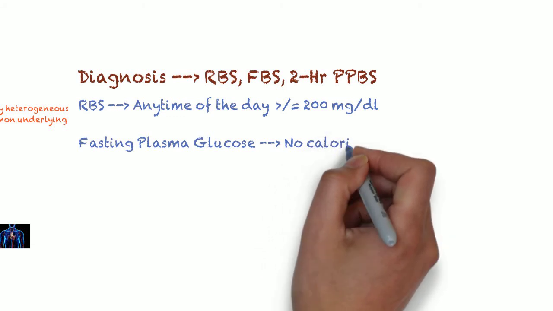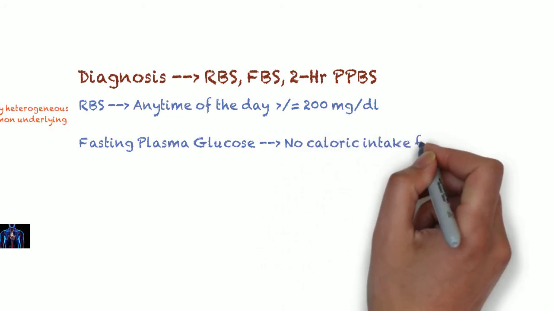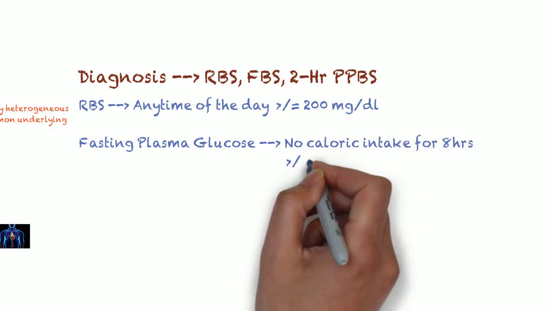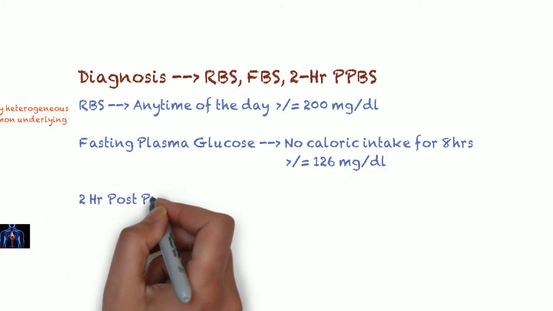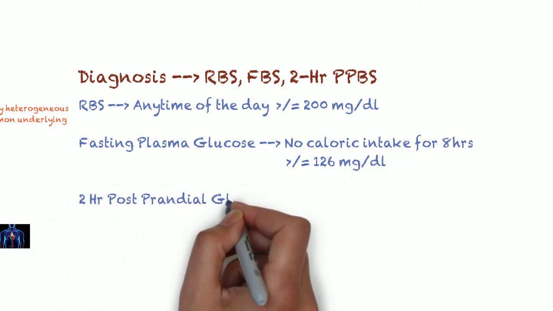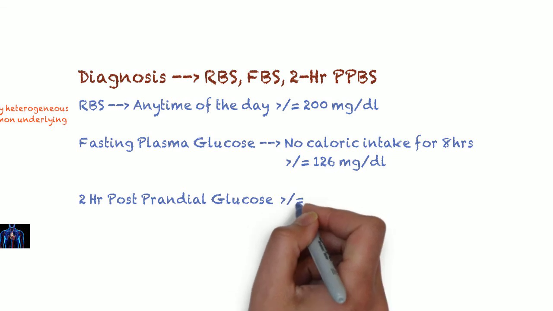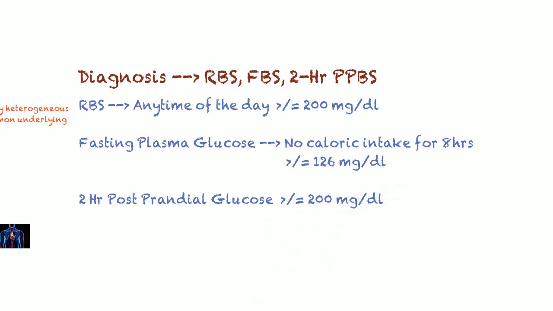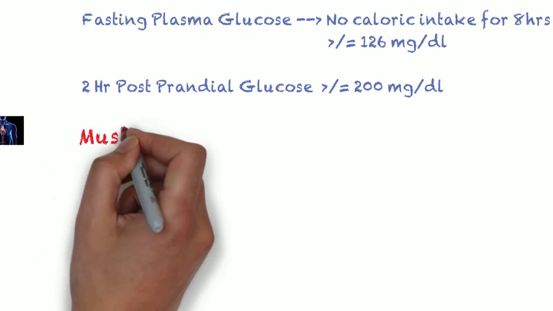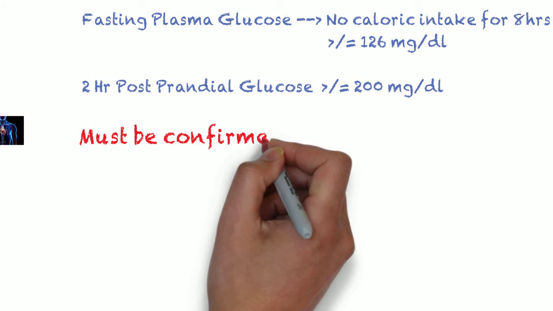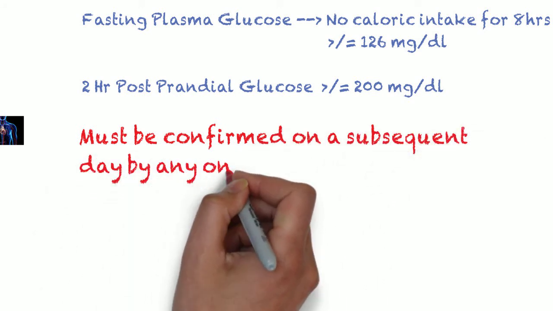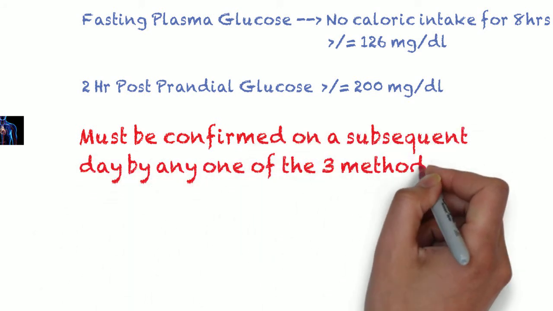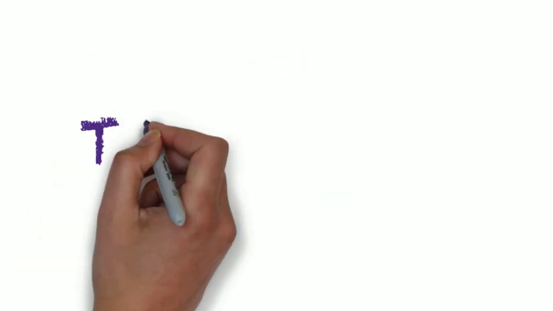Fasting plasma glucose greater than 126 mg per dl is diagnostic of diabetes mellitus, that should be done with no calorie intake for at least 8 hours. And 2-hour postprandial glucose greater than 200 mg per dl is diagnostic of diabetes. But whatever method is used, it must be confirmed on the subsequent day by any of the above three methods.